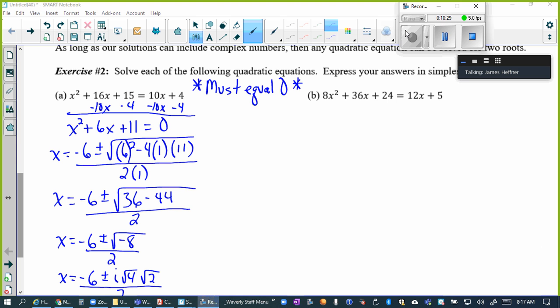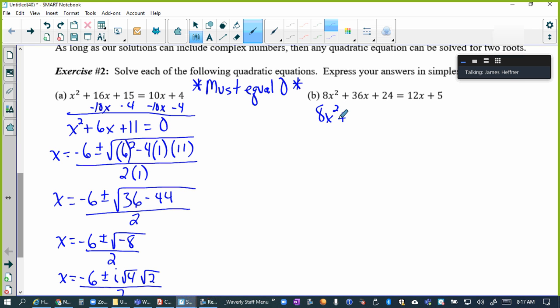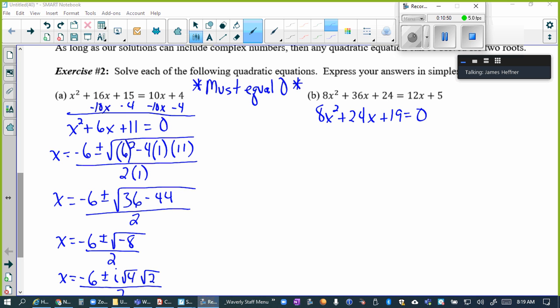Well, hopefully you've got it equal to 0 by now. 8x squared plus 24x plus 19 equals 0. Yep, keep going, plug in your a, b, and c's. So let's go through this. And if you didn't get that answer, we can figure out where you went sideways. So we got 8, 24, and 19, right?